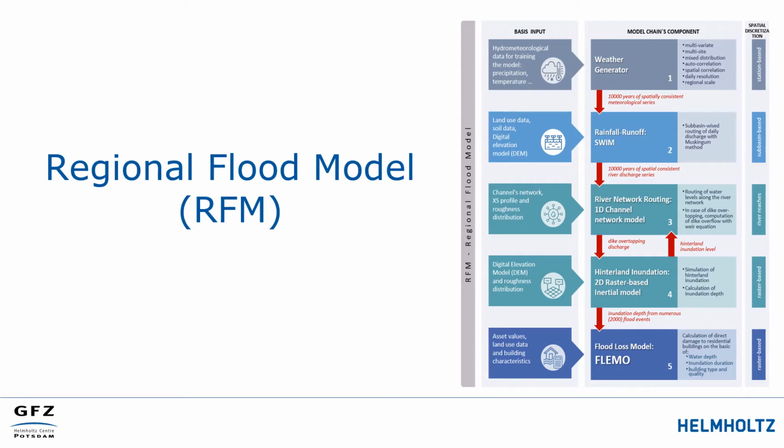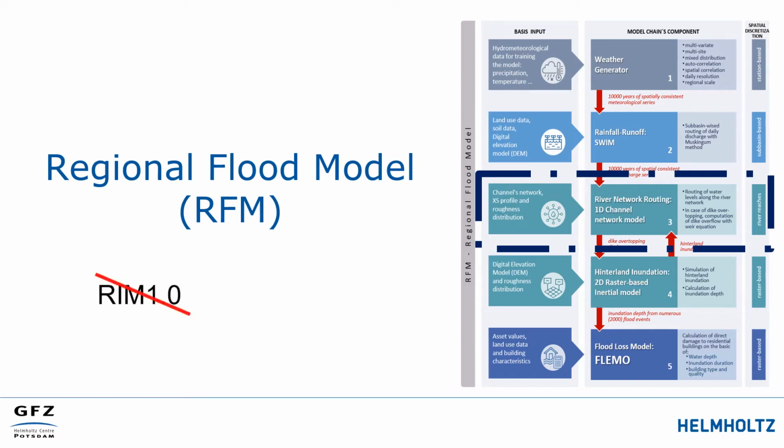This work is being done as a part of the Regional Flood Model chain, RFM, and it contains 5 models starting from weather generator, hydrological rainfall runoff model, then the hydrodynamic 1D-2D regional inundation model, RIM, and the last part of the model chain is FLEMO, and it is a flood loss model. So the focus of the study is mainly on the regional inundation model, and it results in a new version of the model. And to introduce the new model, I have to explain the old version of the model.